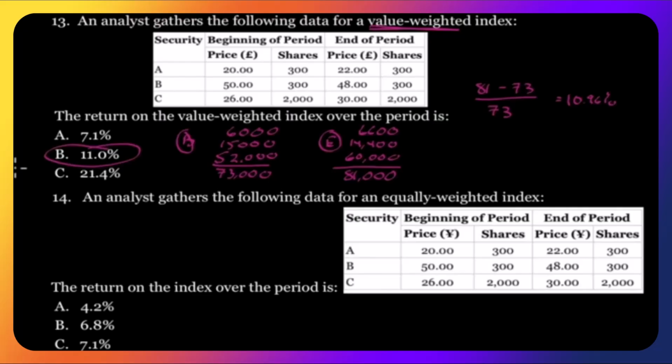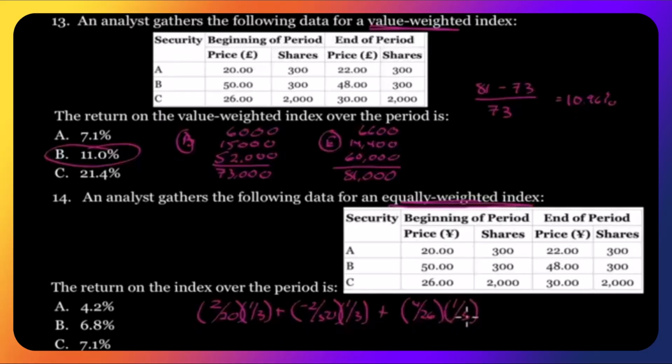There we go. Number 14, an analyst gathers the following data for an equally weighted index. The return on the index over the period is, well, this is equally weighted now. So each one is weighted by a third. So here is 20 to 22. We're up $2. So we have a return of 2 over our initial amount of 20. Now the 2 is just a shortcut. I could put 22 minus 20 over 20, but I'm just putting the 2. This is 48 minus 50 over 50. That'll be negative 2. So the next one will be negative 2 over 50. And our third return is 26 to 30 is 4 over 26. And they're equally weighted, so we weight each one by 1/3.